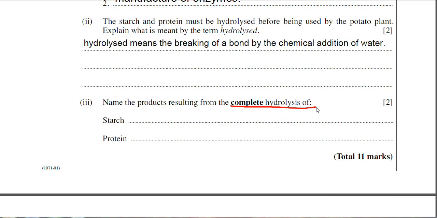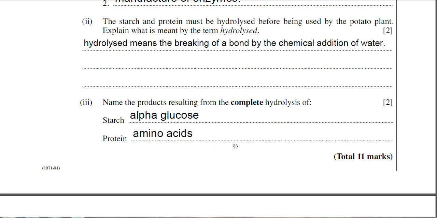Okay, so the complete hydrolysis of starch would actually leave you with glucose molecules. Okay, if you wanted to in this one, you could put the isomer of glucose. All right, remember, alpha glucose is found in starch. The complete hydrolysis of proteins then would give you amino acids. All right, so just be aware of that. Again, it's all to do with reading the question properly and understanding what the examiner means. Okay, so complete hydrolysis in this case means what individual monomers are left that actually make up starch and protein.